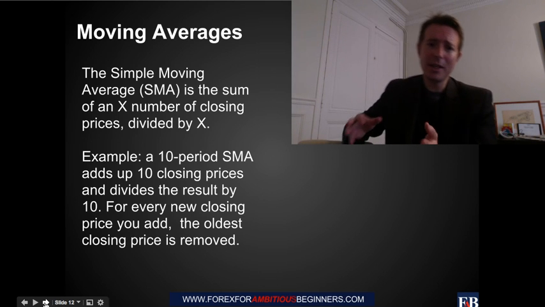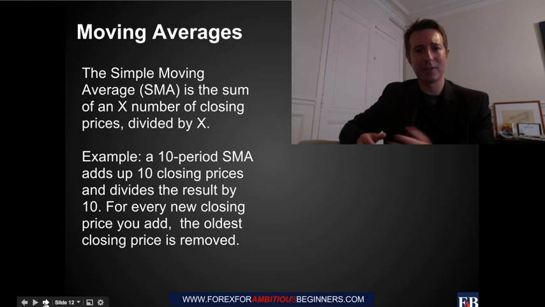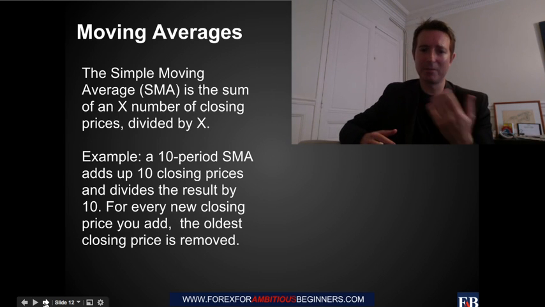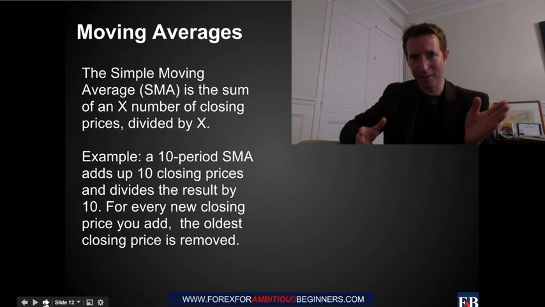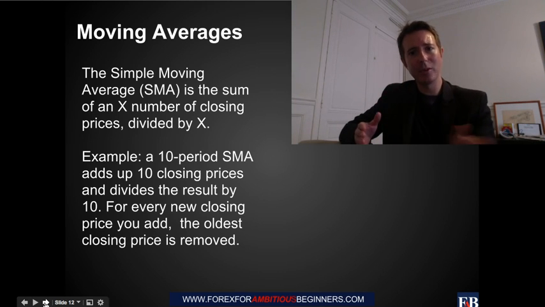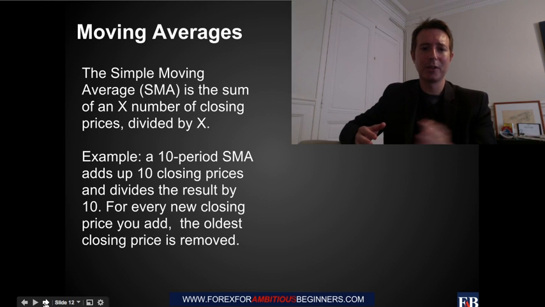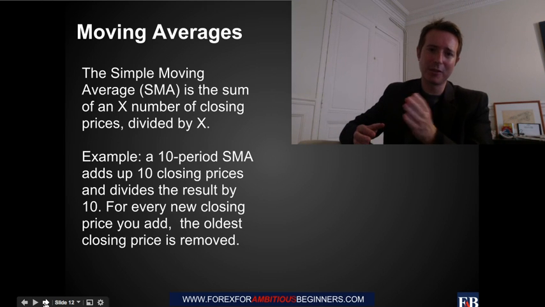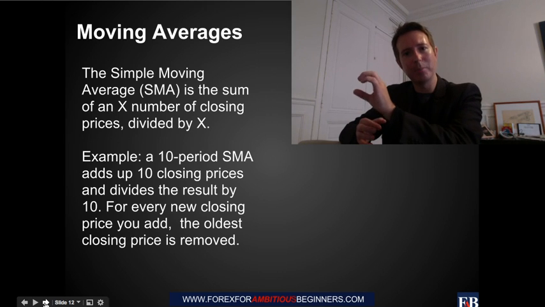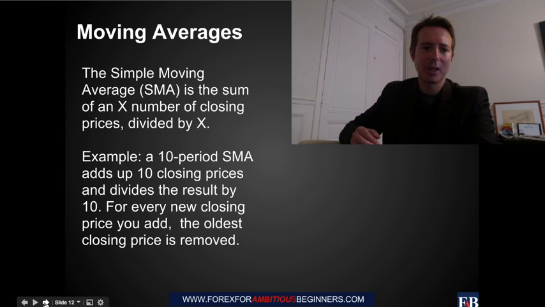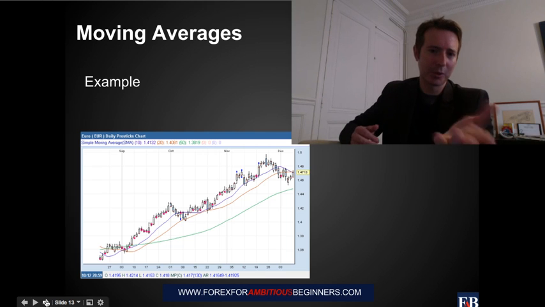The moving average is very simple. It's the sum of an X number of closing prices divided by X. So for instance, you take 10 closing prices, add them up, and then divide by 10. If you do that consistently, you get the average price over the last 10 periods. It's very handy.